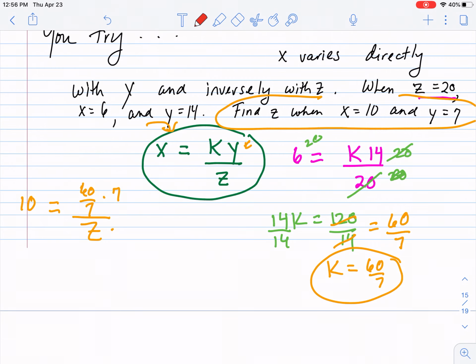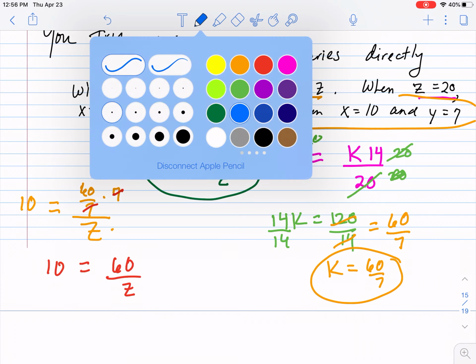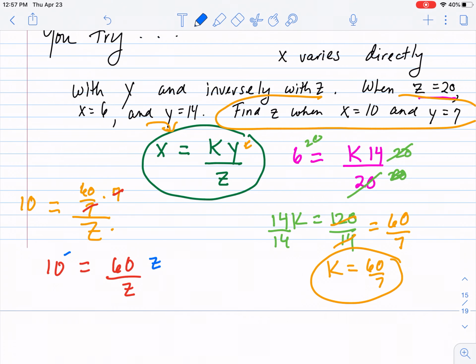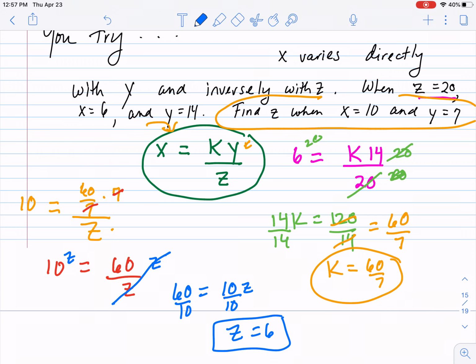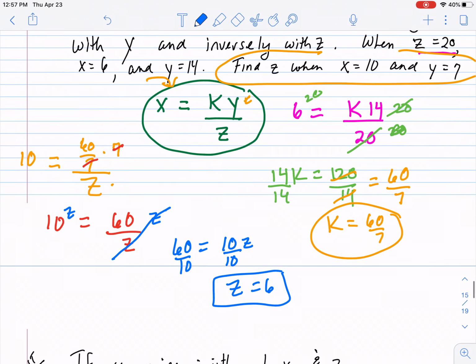My 60 over 7 times 7, these two cancel out. I'm left with 10 is equal to 60 over z. In order to solve for z, I'm going to multiply both sides by z. Okay, so now I've got 60 is equal to 10z. Divide by 10, divide by 10, and I get z is equal to 6. Okay, so if you want to rewind this video here and go back and look at that, go for it.